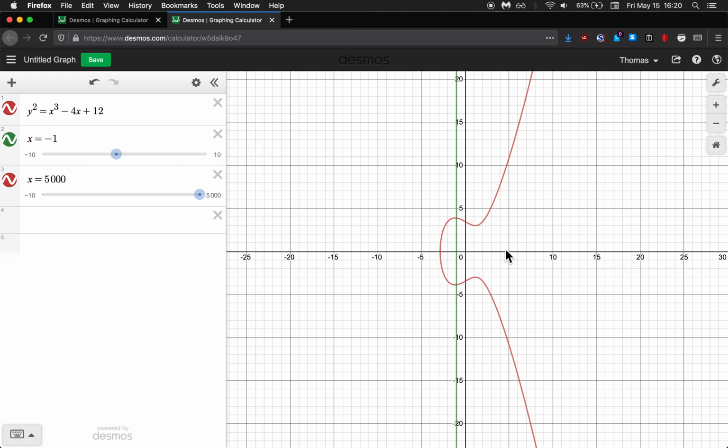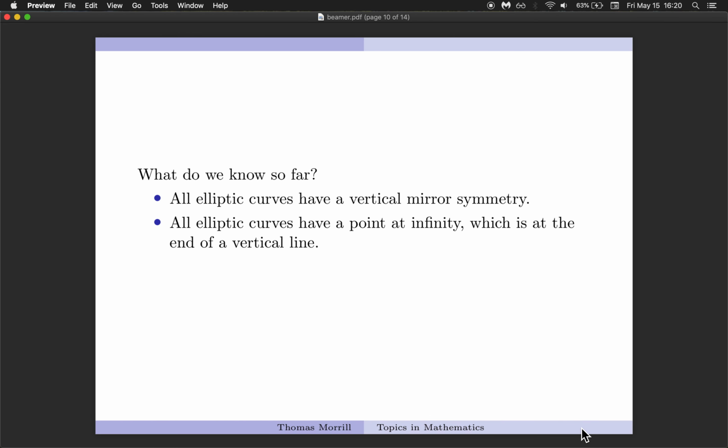I can just mirror across this line and I'll have exactly the same graph. So that is one geometric fact about this elliptic curve, and we are going to take advantage of that for our group operation. And part two, from the first half of this talk, all elliptic curves have a point at infinity. In fact, it's the same point at infinity for every single elliptic curve. It's the point at infinity for vertical lines.